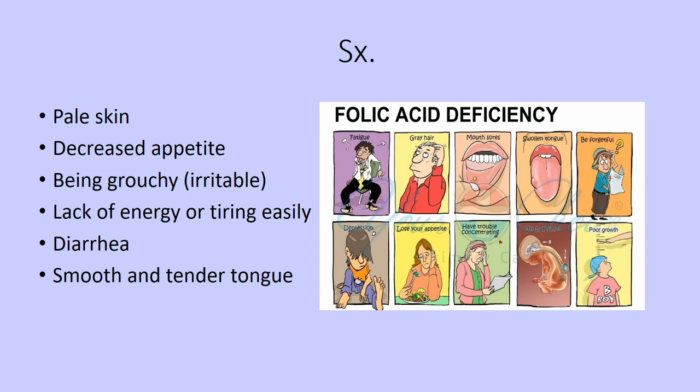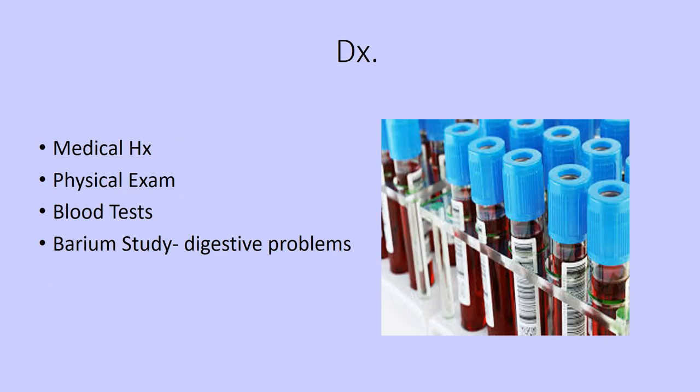So here are your symptoms. You have pale skin, decreased appetite, being grouchy or irritable, lack of energy or tiring easily, and you also have diarrhea and a smooth, tender tongue. So for a patient to be diagnosed with this, your physician or yourself as the bedside nurse will take a medical history and find out if it's genetic or if it's diet or medication. You really do more of a history to find out if there's anything that could be contributing to this. You also do the physical exam to see the symptoms.